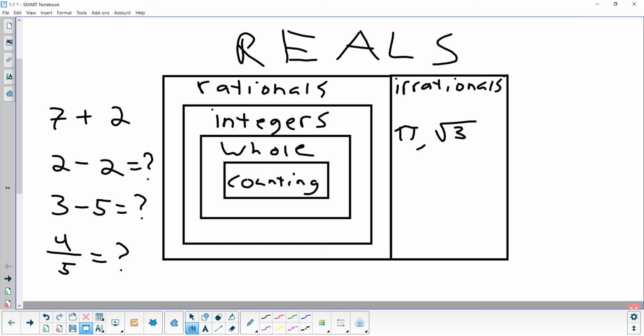But if you're in the Northeast, are you automatically in Massachusetts? No, it doesn't work that way. Just because you're an integer doesn't mean you're automatically a whole number. If you're in Boston, then you're automatically in Massachusetts. If you're in Massachusetts, you're automatically in the United States. So if you're in an inner box, you're automatically in the outer boxes as well. Okay, any questions on that?